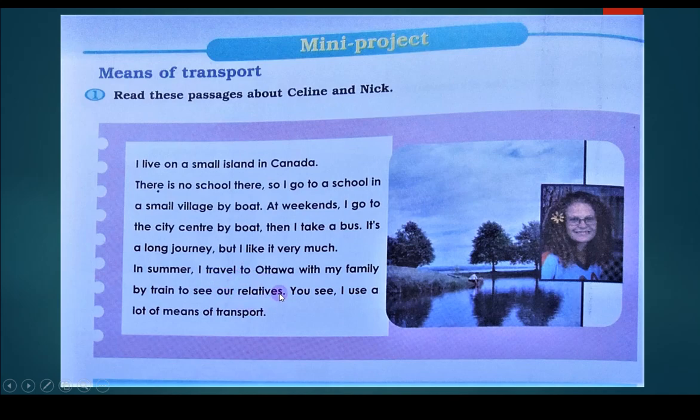You see, I use a lot of means of transport.